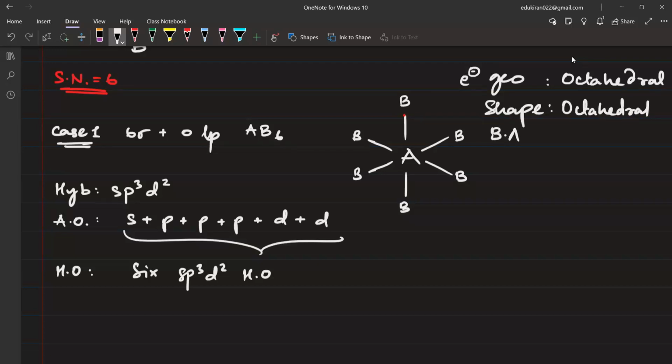And the bond angle in this case will be equal to 90 degree. All of these are 90 degree apart. So from here to here 90 degree, here to here 90 degree. All of these are 90 degree, 90 degree, and 90 degree. So we have only one type of bond angle. There is no difference.